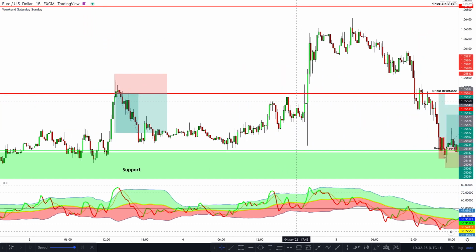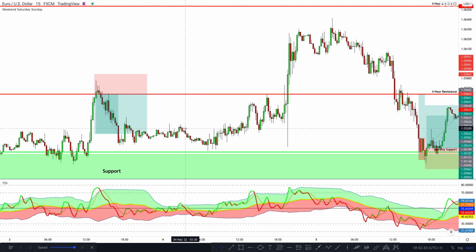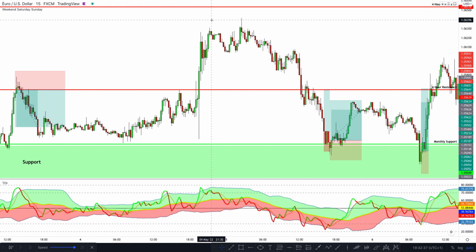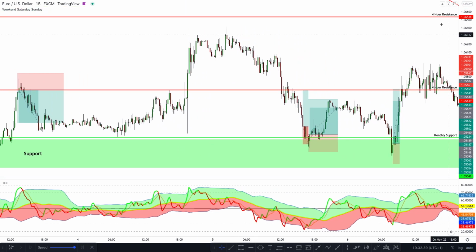Now if any of my numbers are wrong on that, I do apologize. There were a lot more winners than there were losers, but we would have been up by 7 and down by 1. Now this one here, we would have missed because the market didn't hit my actual level of where my support and resistance was. My resistance being a 4-hour level, it actually didn't get close to there.